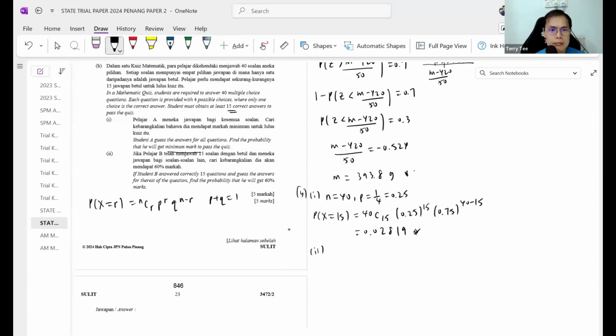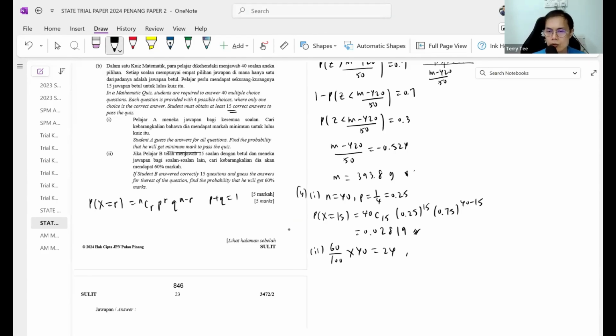Okay, let's talk about b(ii). If student B answers 15 questions correctly and guesses the answers for the rest of the questions, find the probability he will get 60% marks. First of all, what is 60% out of 40 questions? That will be 24. Yes, 60 divided by 100 times 40 is 24.